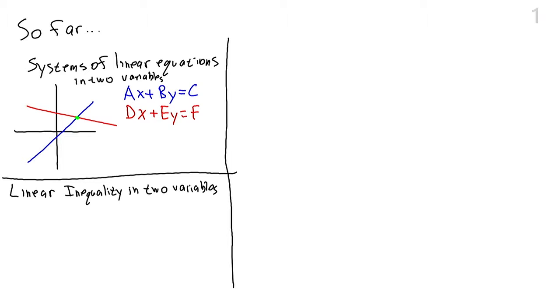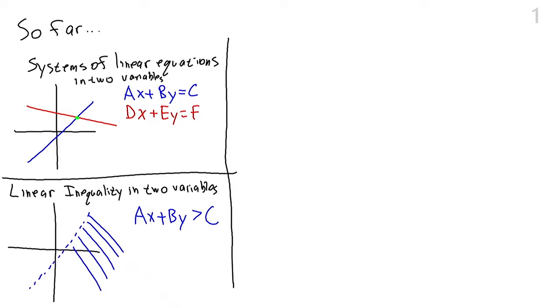And a linear inequality in two variables looks like ax plus by and then some greater or less than sign. The solution to these looked like a half plane. What we did with these, we found the line. It was either dashed or solid, depending on whether it's a strict inequality or not. And then we shaded the side, the half plane, which represented all the solutions for this linear inequality.